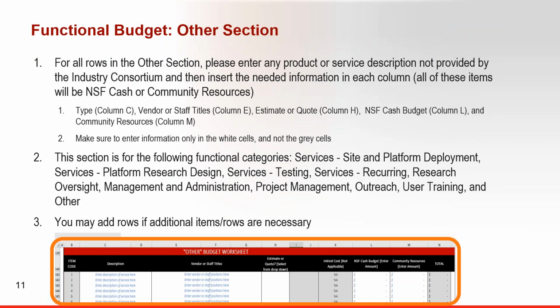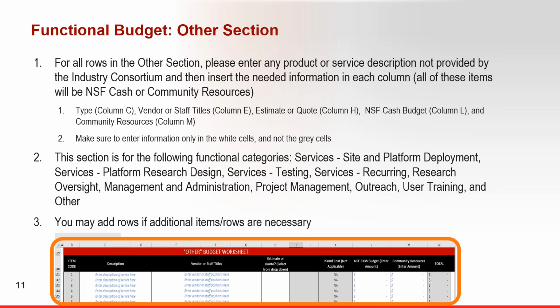For all rows in the other section, please enter any product or service description that you have not input in the equipment or services section. For example, you may plan to use your organization's staff to install equipment. If so, then enter the names if known, position or positions if known, and the amount estimated, and select site and platform deployment from the functional cost category dropdown in column O.